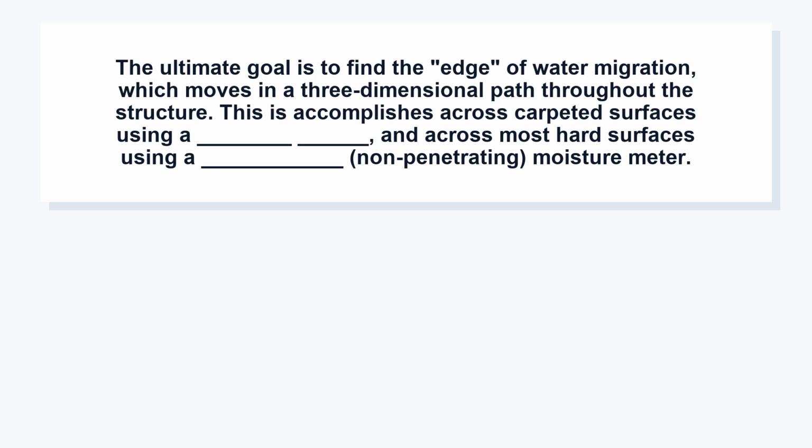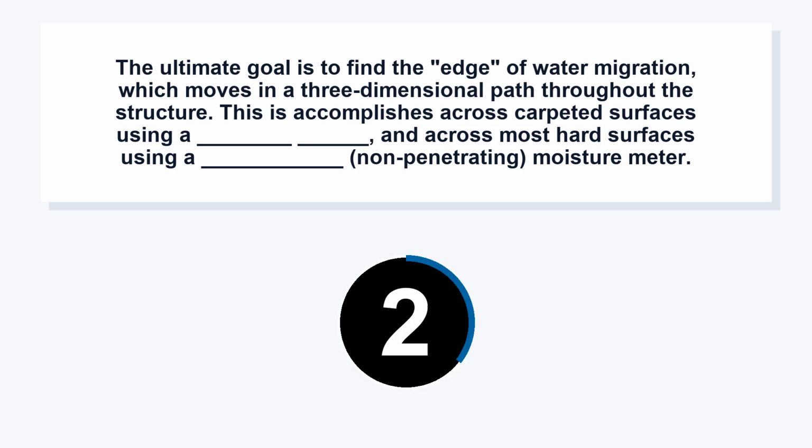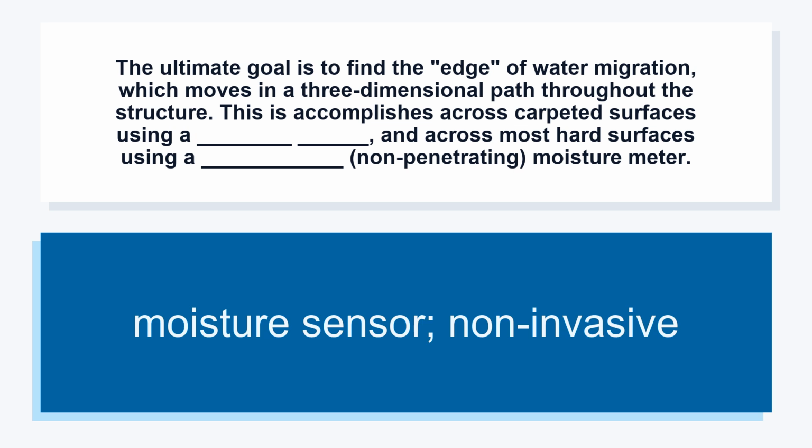The ultimate goal is to find the edge of water migration, which moves in a three-dimensional path throughout the structure. This is accomplished across carpeted surfaces using a moisture sensor, non-invasive, and across most hard surfaces using a non-penetrating moisture meter.